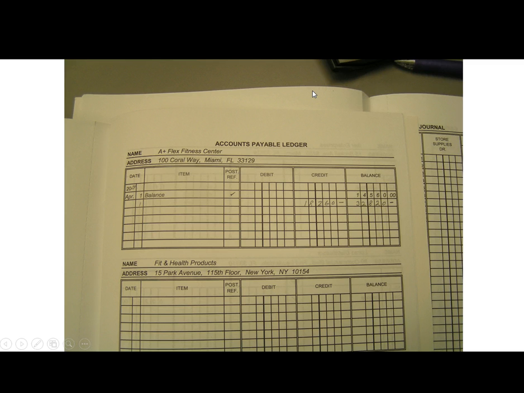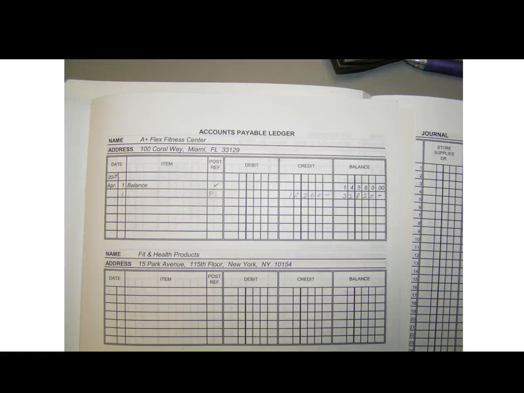Now I need to create my paper trail. What journal did this entry come from? It came from the purchases journal, so I'm going to put a P for purchases journal in the page it came from, which is number 1. And there we have P1 from the purchases journal.